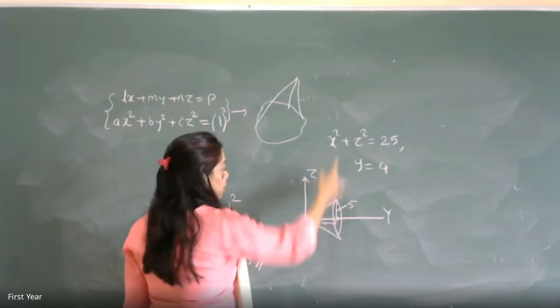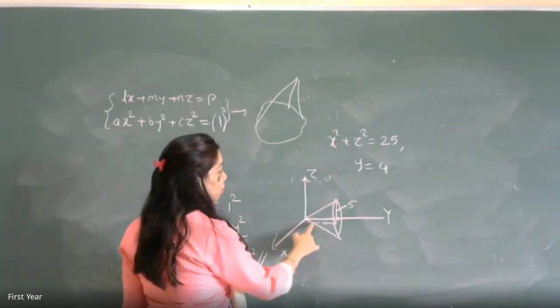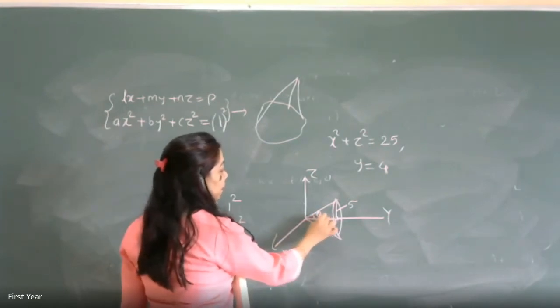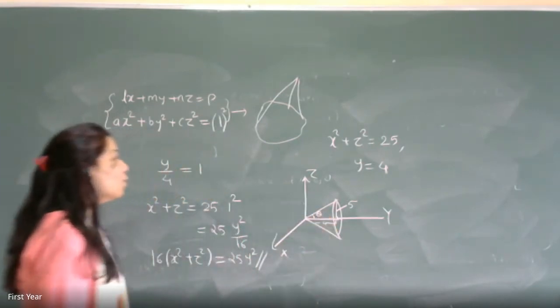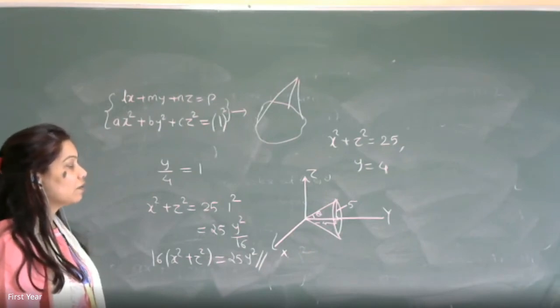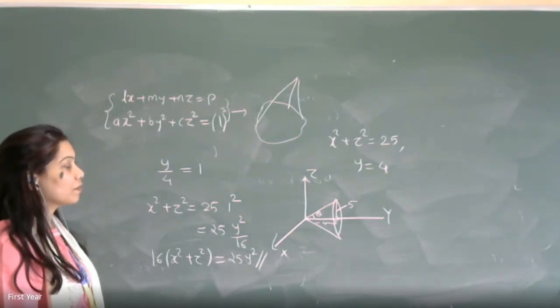Radius of the circle is 5. Length of the cone from the origin is 4. This is the angle made by the cone with the axis. Axis is your y-axis. So what is the angle?